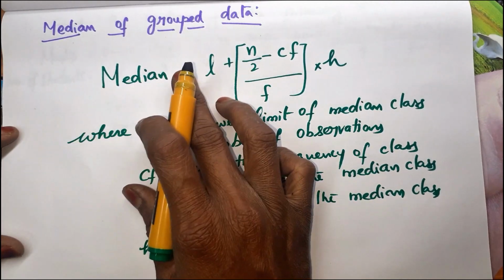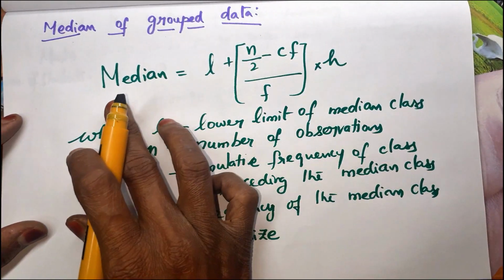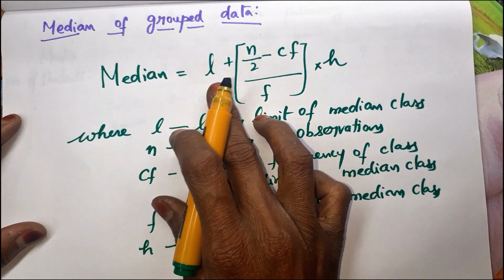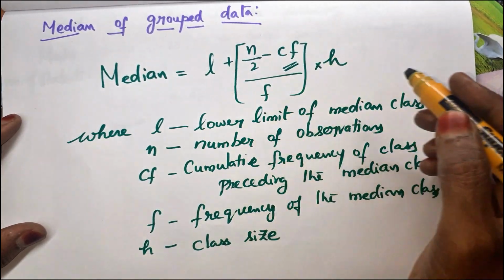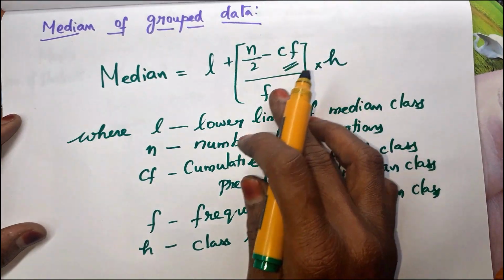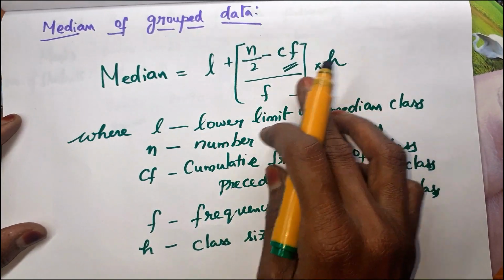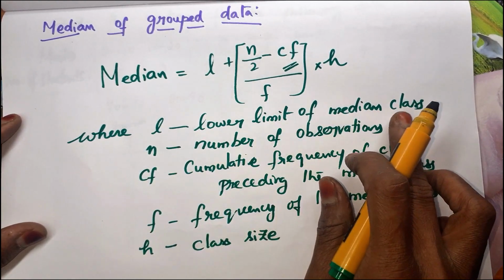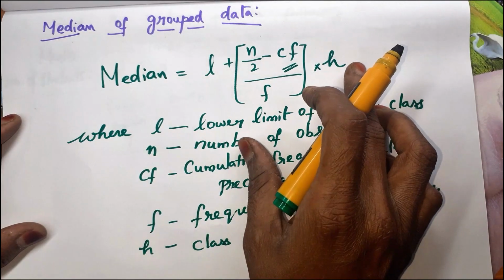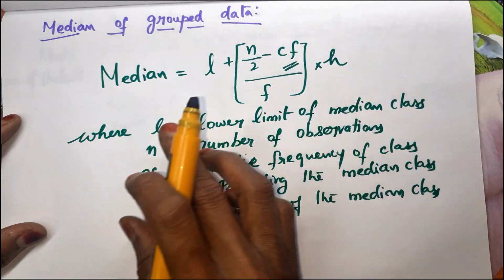Now come to the median of grouped data. Grouped data means we will have class intervals. The median is equal to L plus n by 2 minus CF, by F, into H. CF means cumulative frequency. The description for this is: L is the lower limit of the median class. Whichever class we are taking as the median class, the lower limit of it.